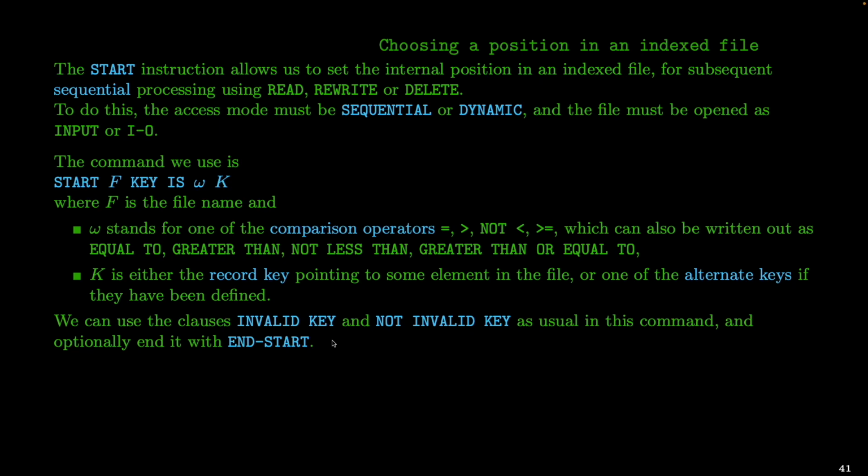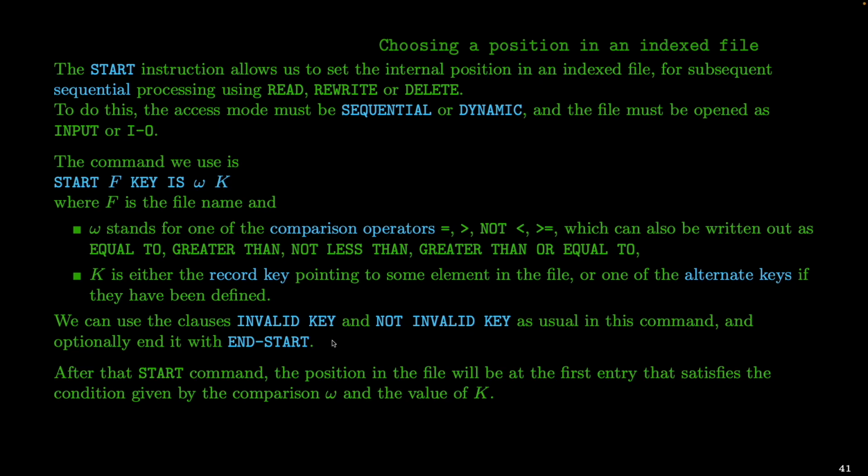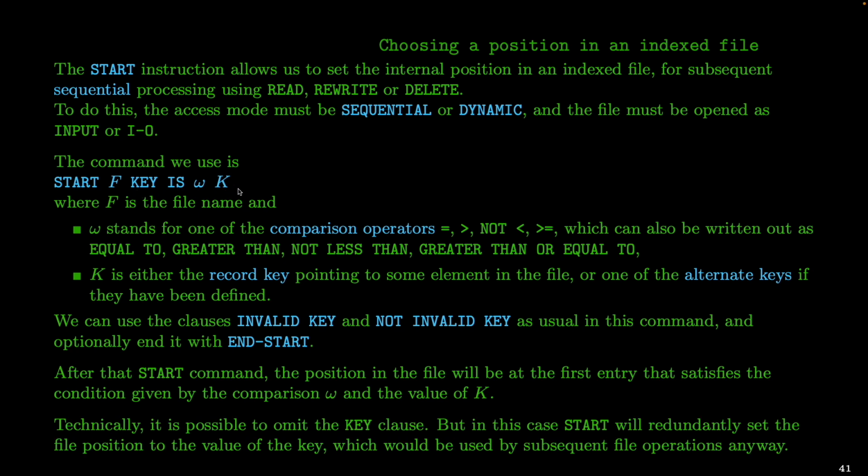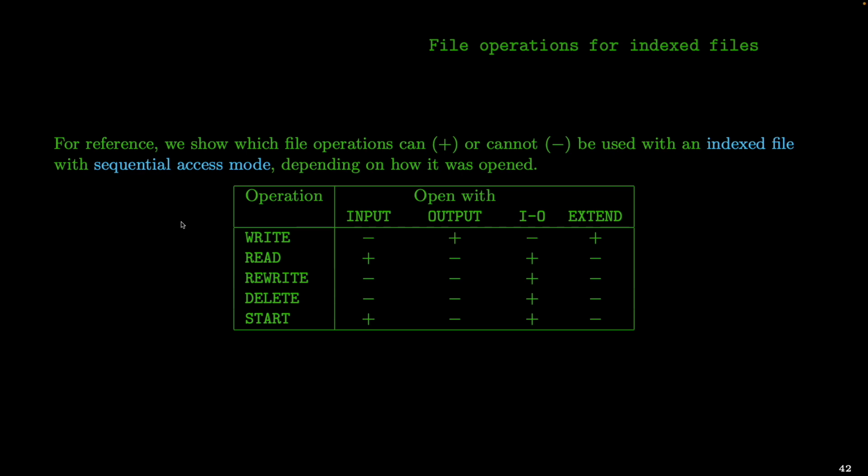And if you execute this command, then as with the relative files, the position in the file will be the first entry that satisfies the condition given by omega, the comparison operator, and the value in your key field. You can omit the key clause, but then you will just use the value in your key field, so the default thing.